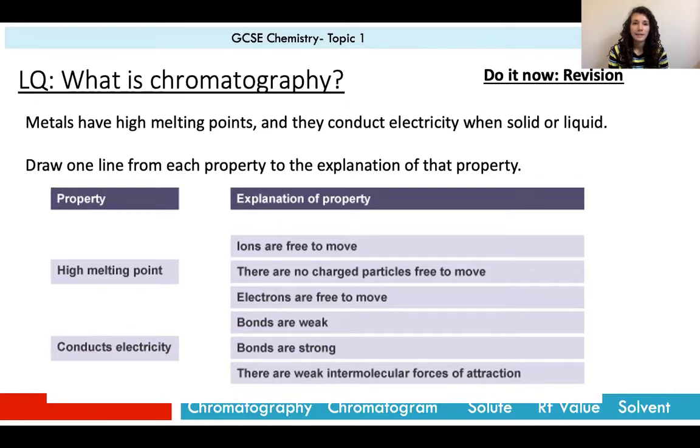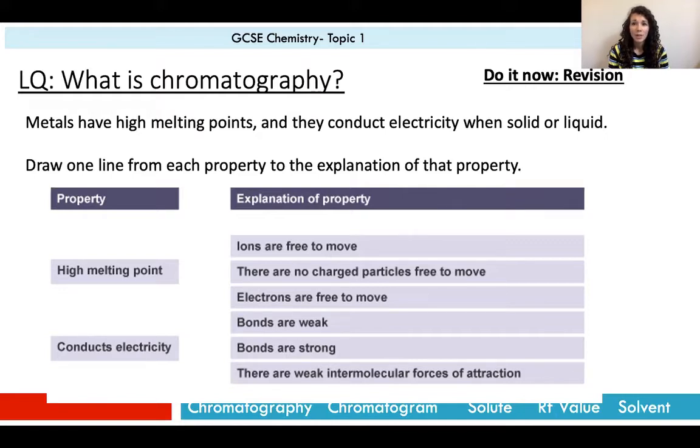But firstly, there is a tiny bit of revision on what we did on the structure and the properties of metals. If you remember, metals have high melting points and they can conduct electricity when they're solid or liquid. What I'd like you to do is write out each property, high melting point and conduct electricity, and match it up to its explanation.